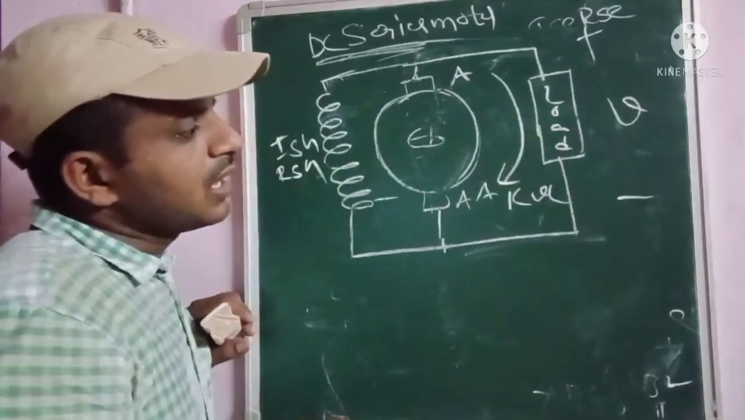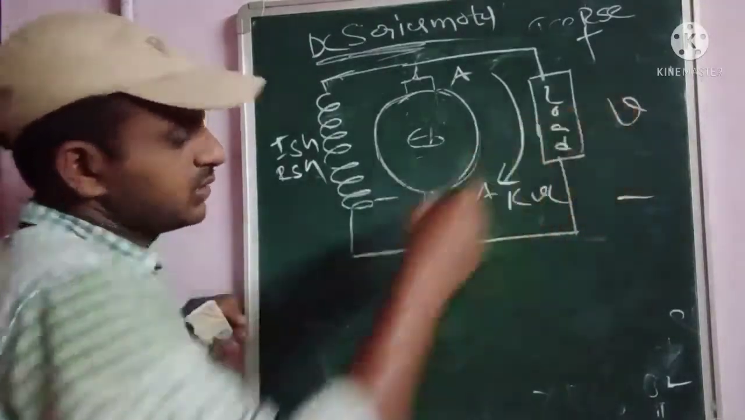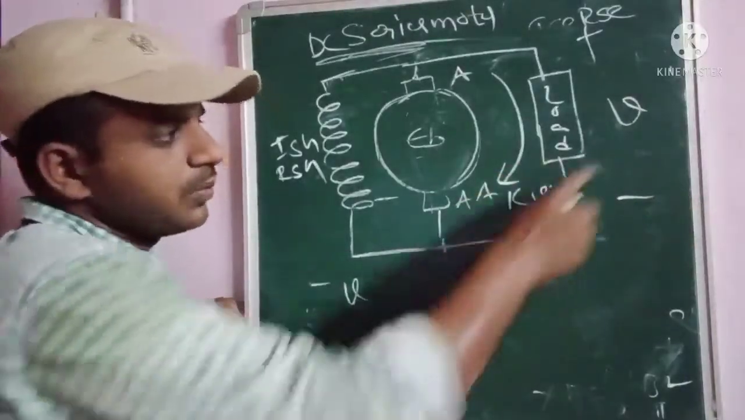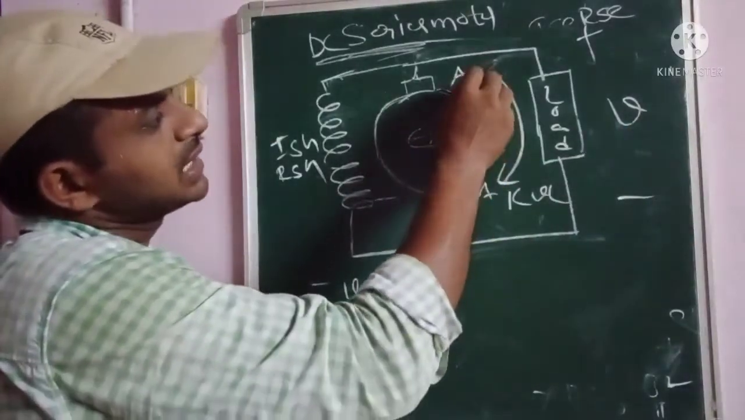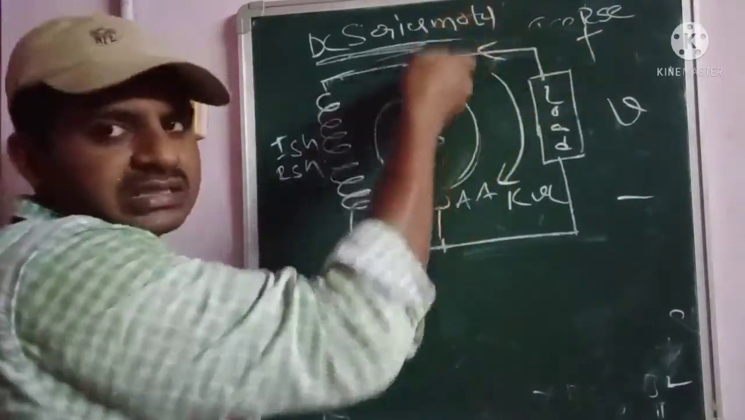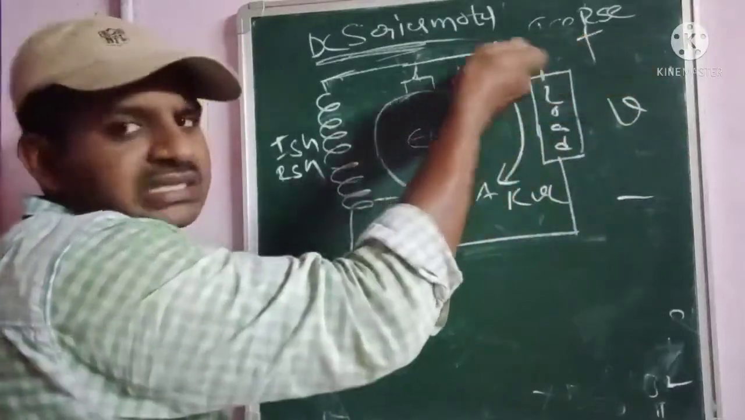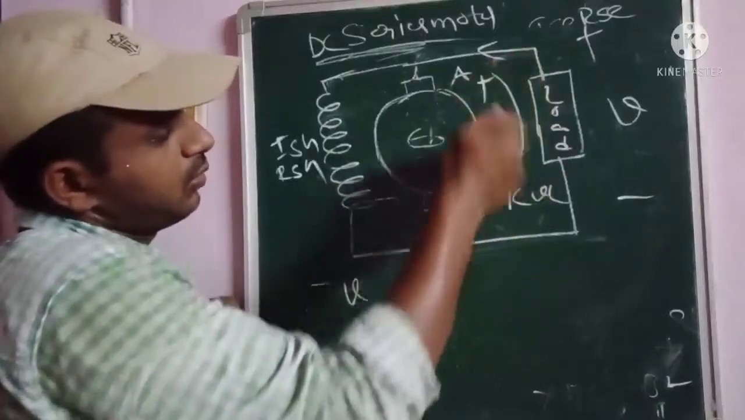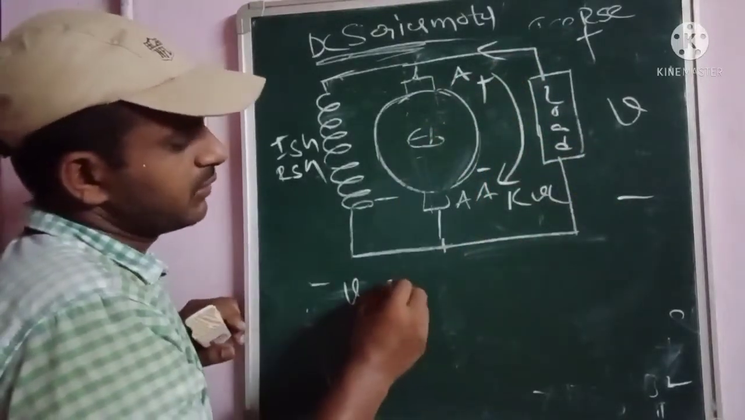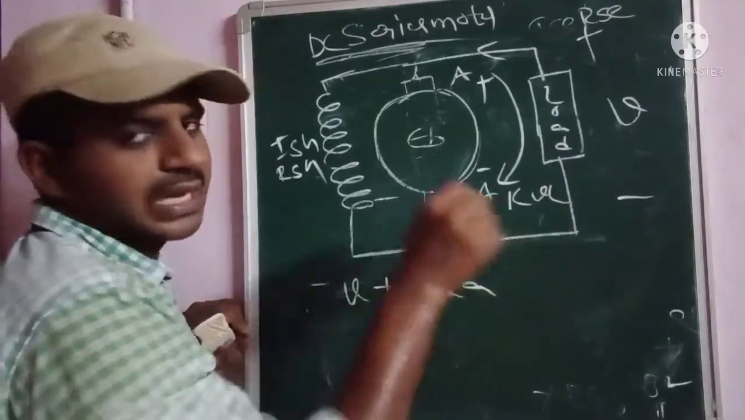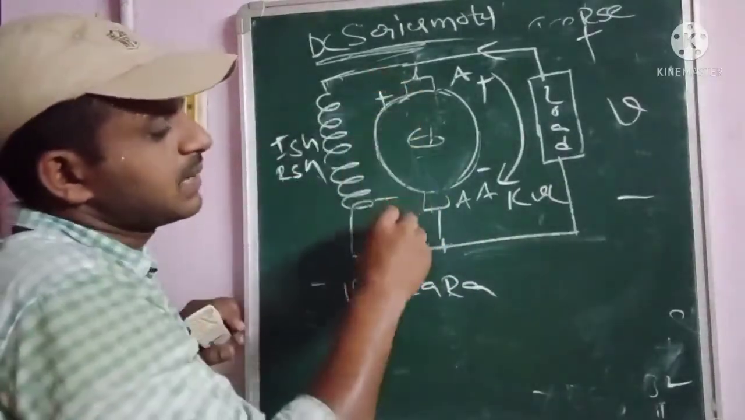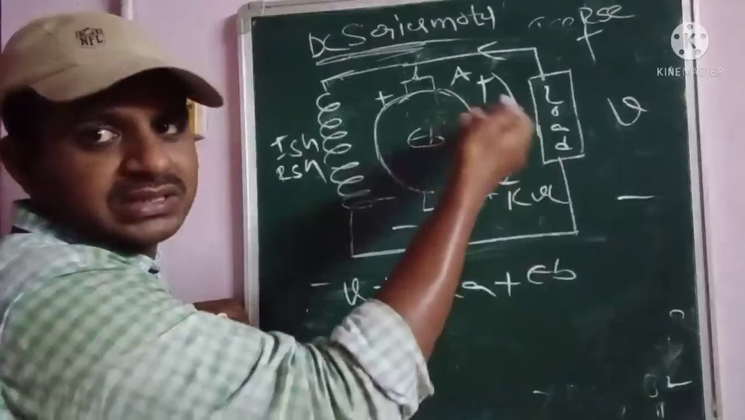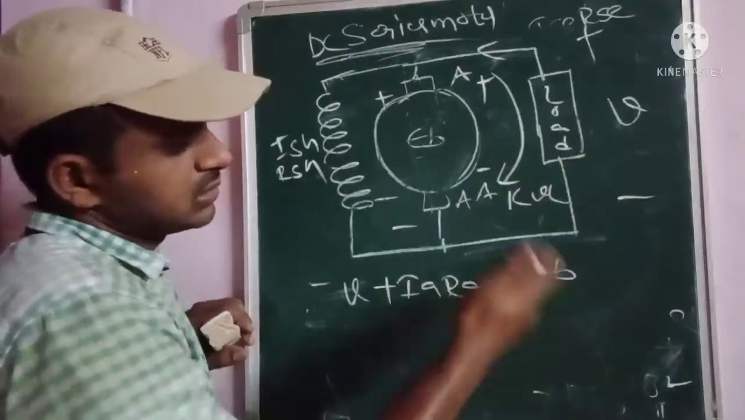So applying KVL here, from the voltage V we take minus V, as well as the armature, so plus IA into RA, and the back EMF is there, so plus EB. That's enough. No extra elements are there. Only back EMF, IA RA and voltage. So the total will be like this.